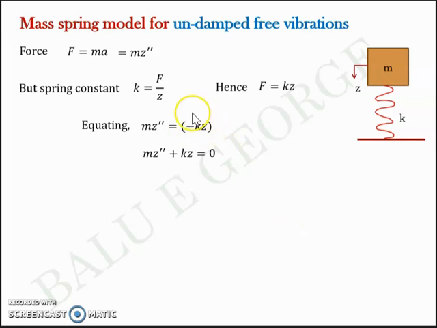Now if you're wondering why this negative sign comes into the picture, it just means that the spring force is acting against the force which excites. So it's opposite to the force which excites it, so there's a negative sign. So fundamentally mz double dash plus kz is equal to 0 is the equation for a mass spring model of undamped free vibration.